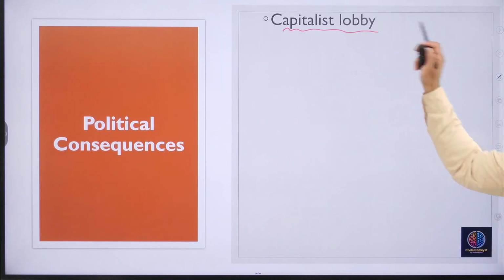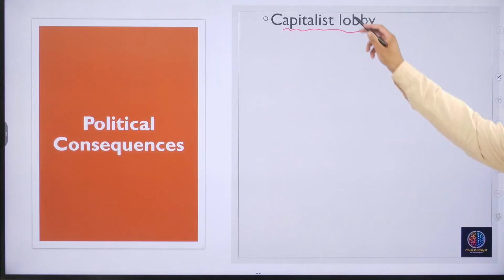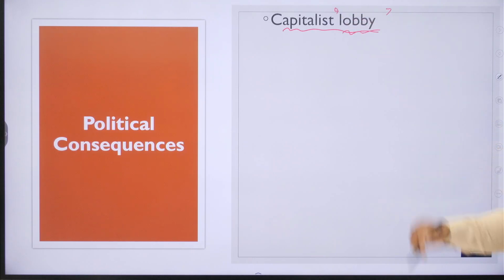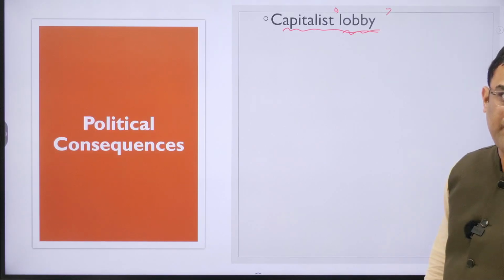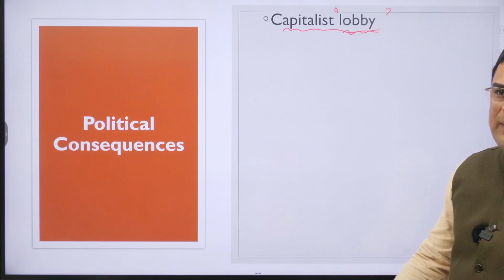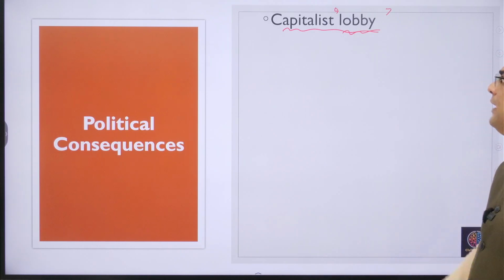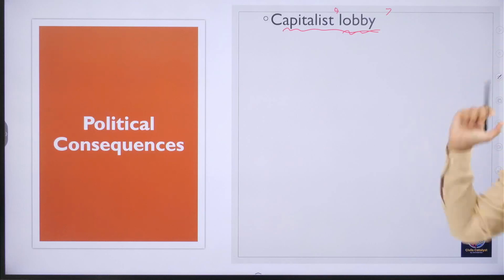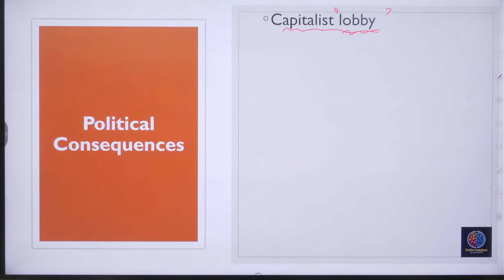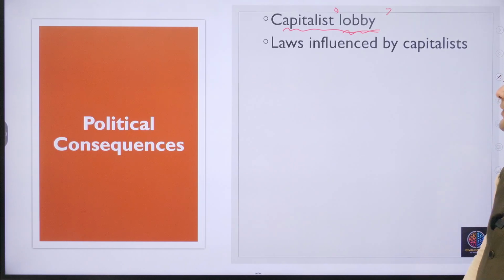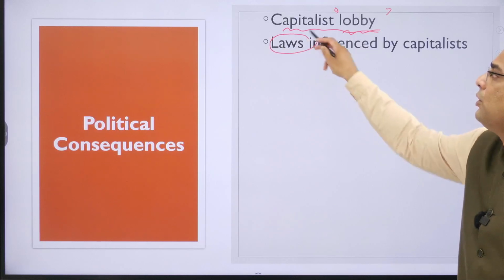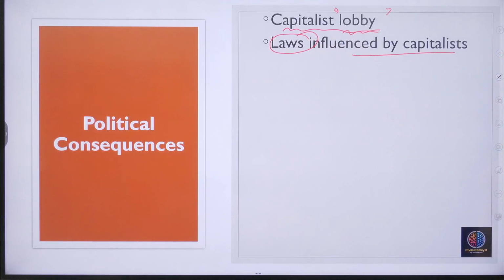In political consequences, it gave rise to a capitalist lobby. Lobby is what? It's a pressure group that works for the interest of a particular segment of people or profession or some other kind of occupation. Industrialists or the capitalists created a lobby and they exerted pressure on the government so that their interests were always prioritized. Laws were now not passed in the interest of common people, but in the interest of capitalists.